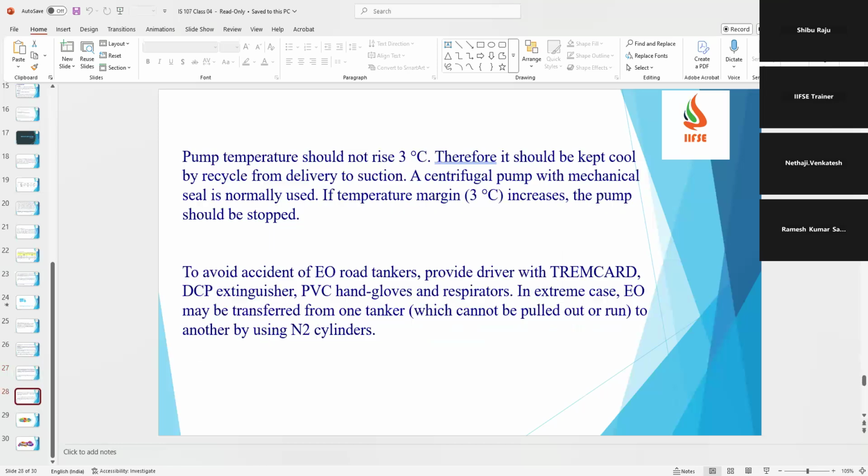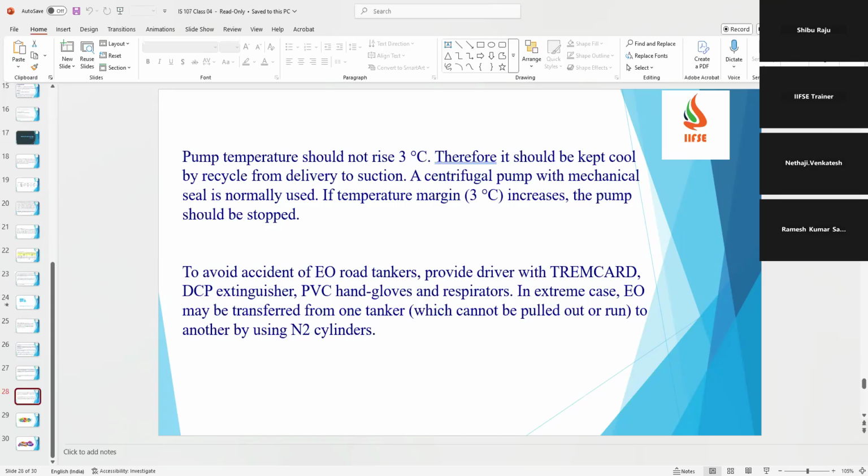Then pump temperature should not rise more than 3 degrees. Therefore, it should be kept cool by circulating from delivery to suction. A centrifugal pump with mechanical seal is normally used. If the temperature rises by a margin of 3 degrees, the pump should be stopped. So that is also a control. Even while the pump is running, there is a chance of heat generation, so we have to reduce that heat also. Whenever it reaches 3 degrees, the pump has to automatically trip.